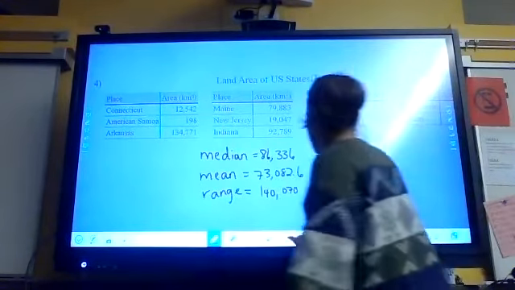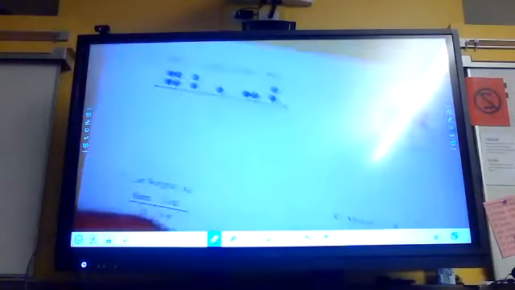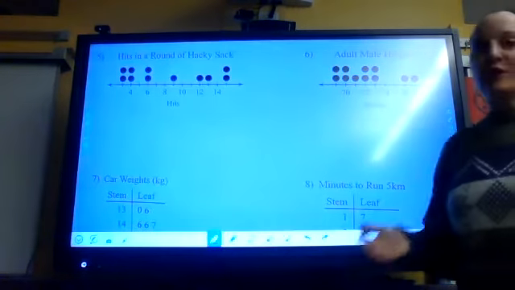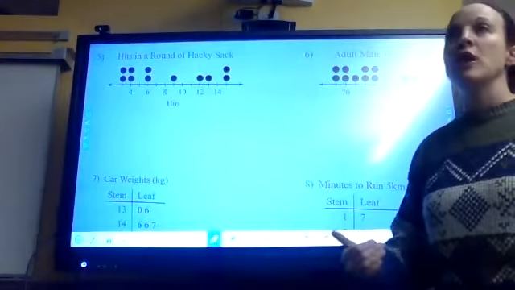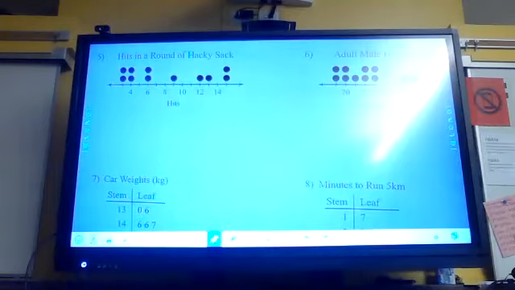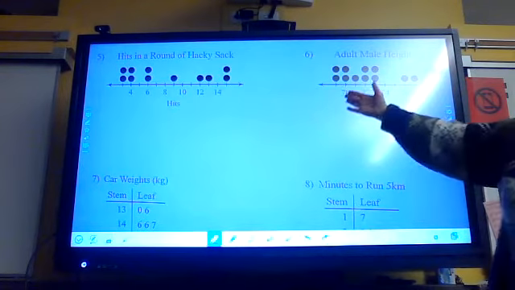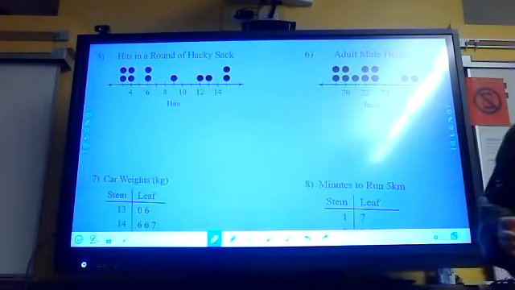Okay, again, what happens if the way the data is presented changes? Well, the questions don't change, guys. It's still finding the middle number, the average, and then the spread or that range. And so what happens if your data is given to you as a dot plot? So how do you interpret a dot plot?